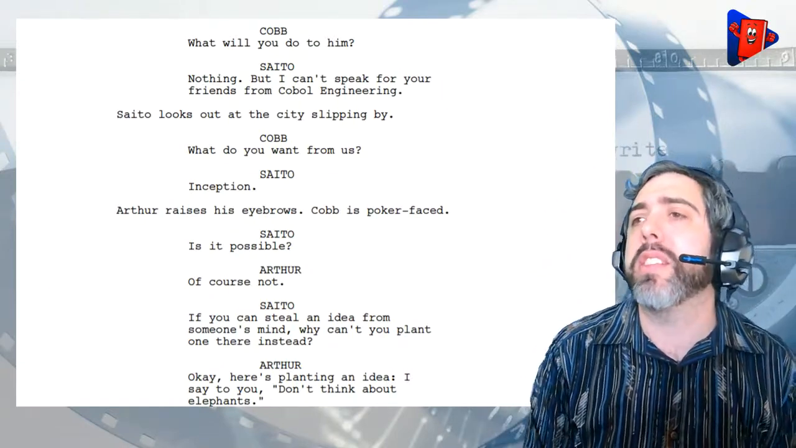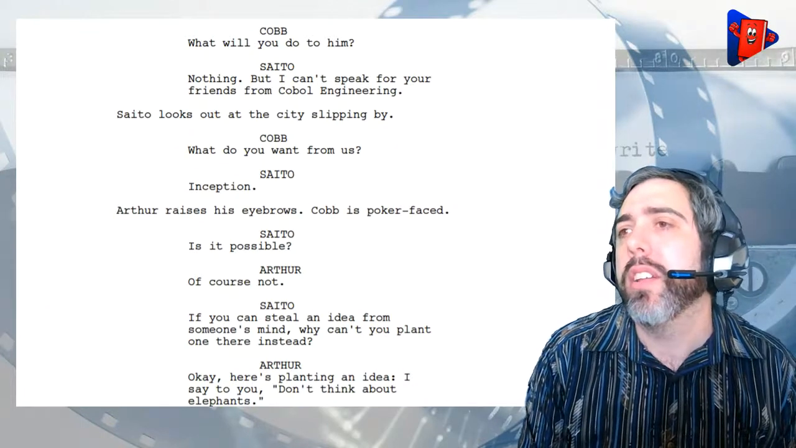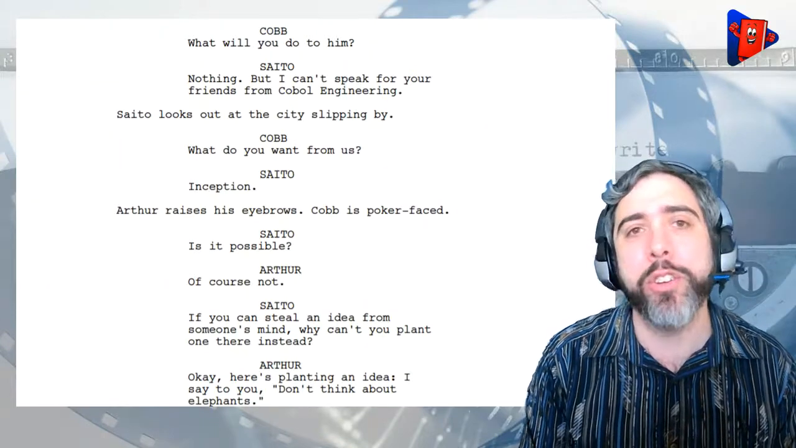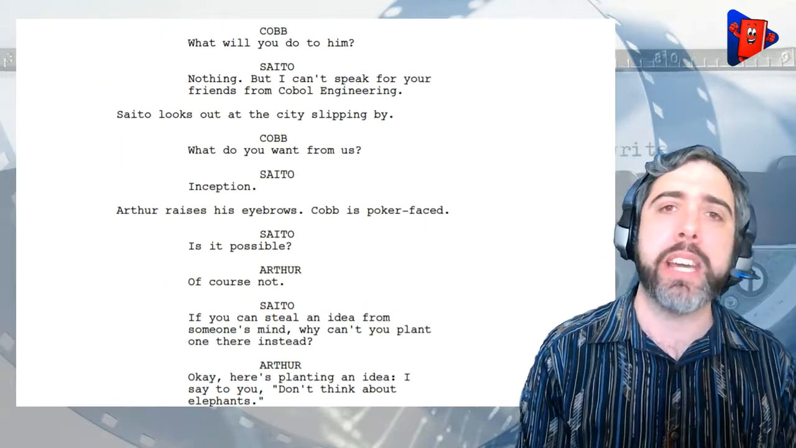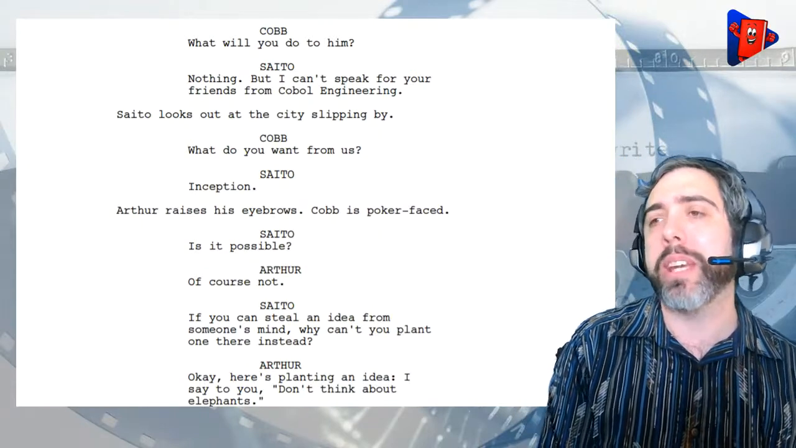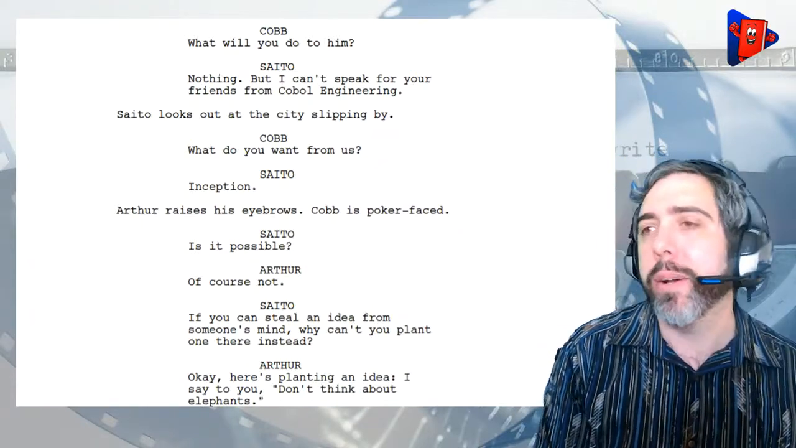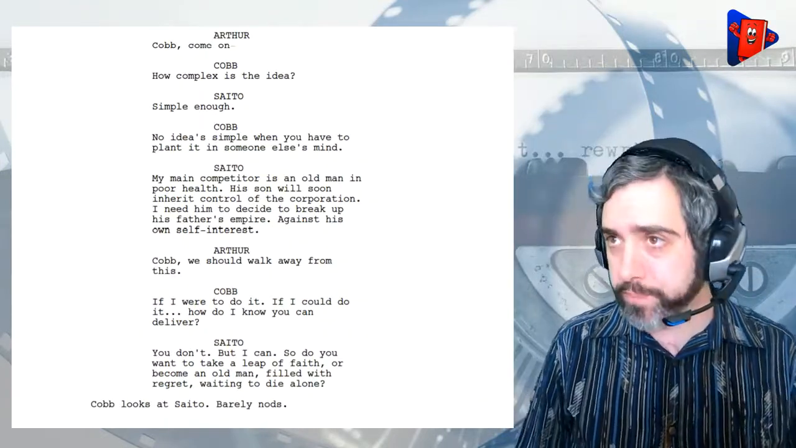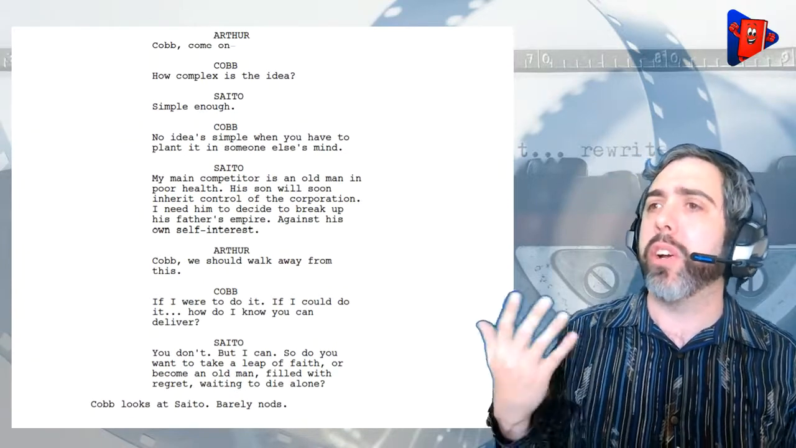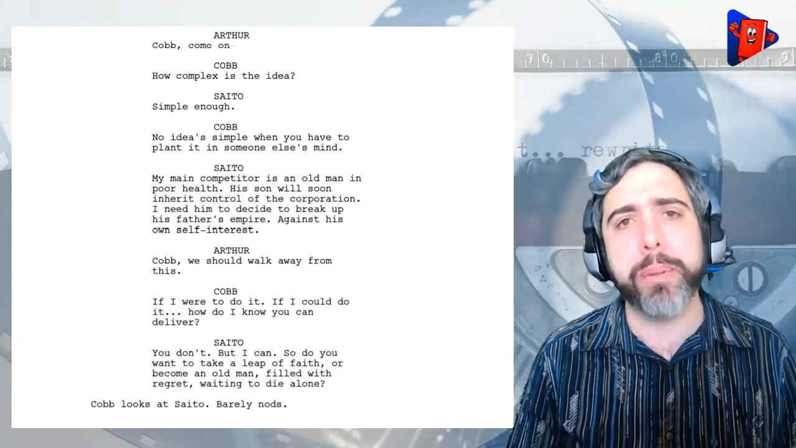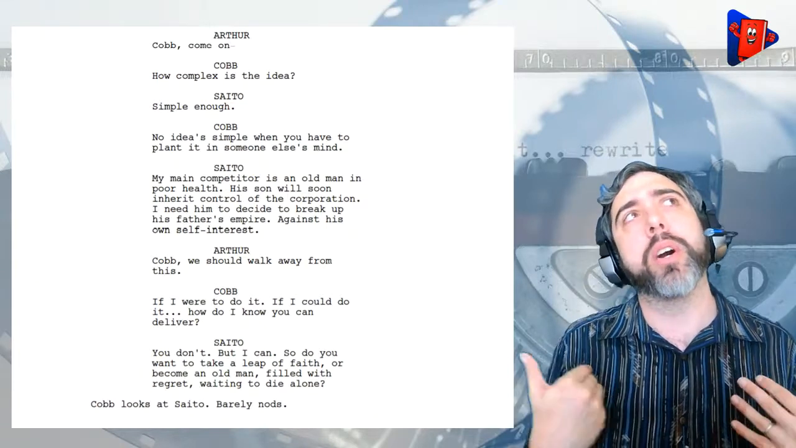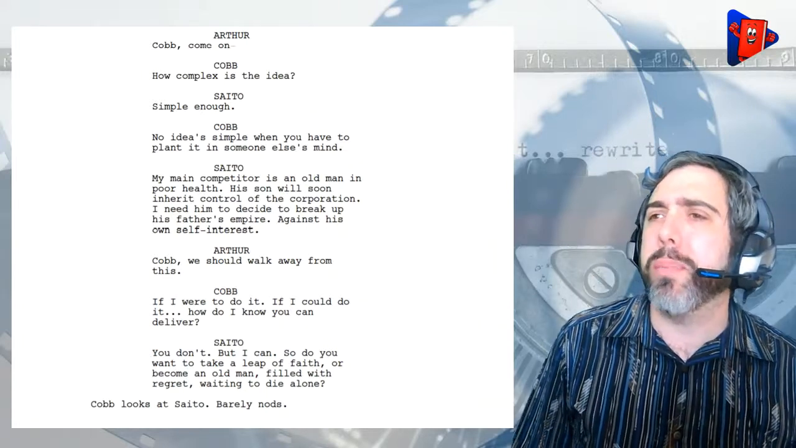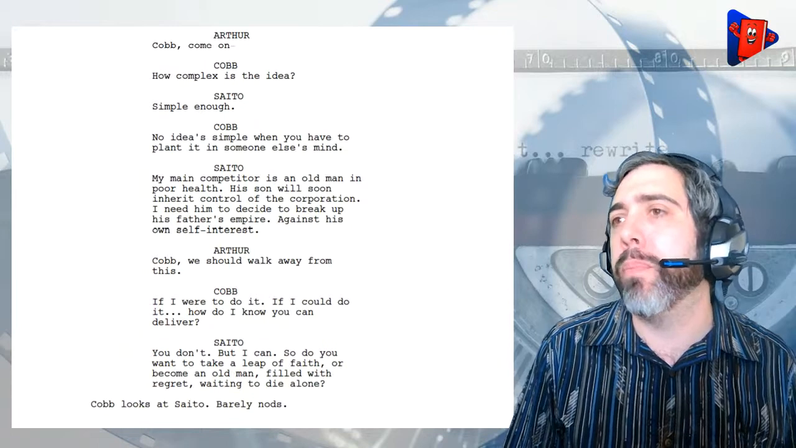So the big thing that Saito wants is Inception. Is it possible? And then Arthur, our opposition character, is like, of course not. Nope, can't be done. And that is going to be his role throughout the story. He will be the character that's like, nope, never going to happen. Nope, I'm Mr. Skeptical. And you need characters like that because it raises the stakes for the audience. So he goes on and he explains how it's very complicated to make somebody think something is from their own mind versus still knowing it came from somewhere else. So ultimately, what they're trying to do is something very basic, really.